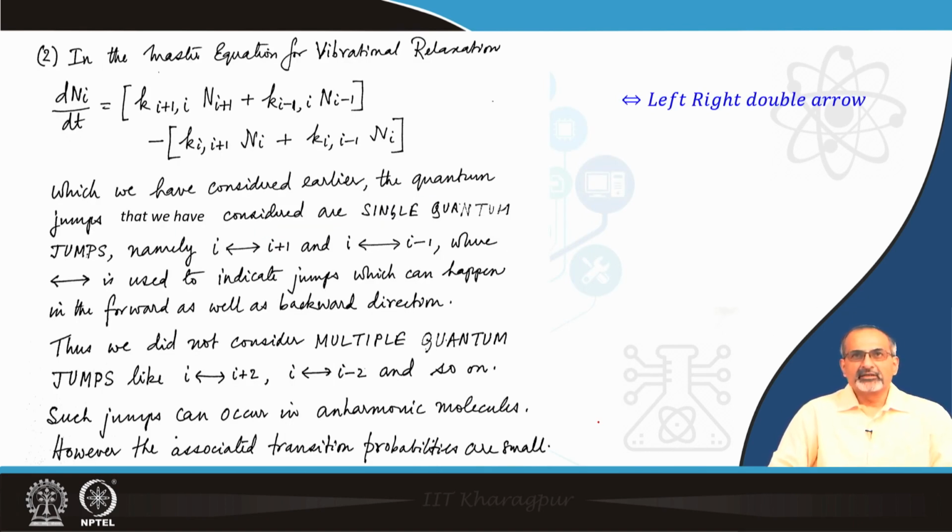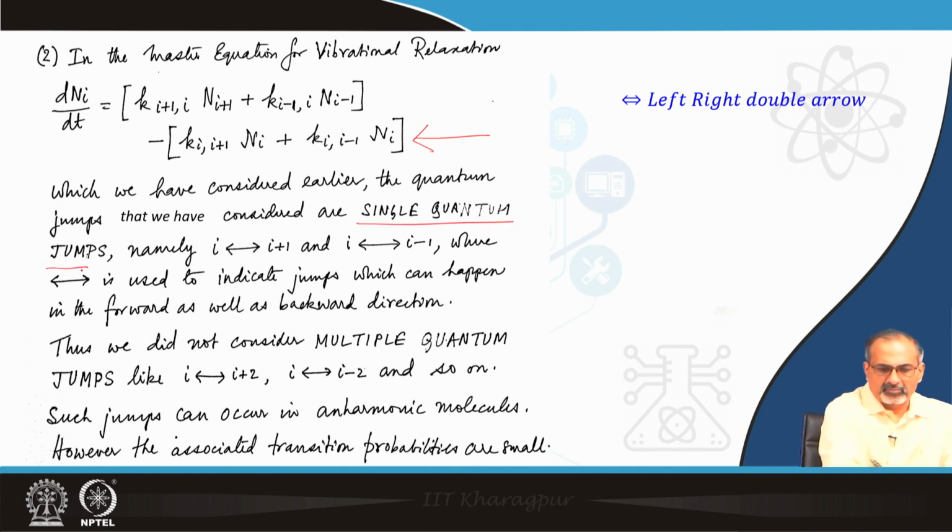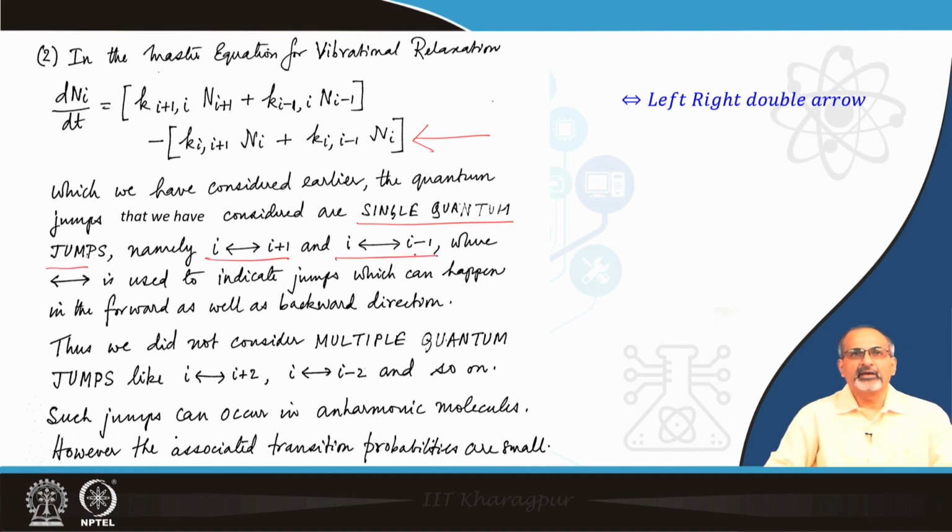Secondly, in the master equation for vibrational relaxation, which we saw earlier, where we talk about the time rate of change of the population of the ith energy level, we have considered that quantum jumps of this form are only allowed between i and i plus 1 and between i and i minus 1 respectively, where we have used a left-right double arrow sign to indicate jumps which can happen in forward as well as backward direction, which of course will mean that either the population decreases or increases due to such jumps at the energy level i, and also simultaneously at the other two participating energy levels i plus 1 and i minus 1 only. So, it is confined essentially to 3 energy levels, and that is basically a kind of limitation of this equation.